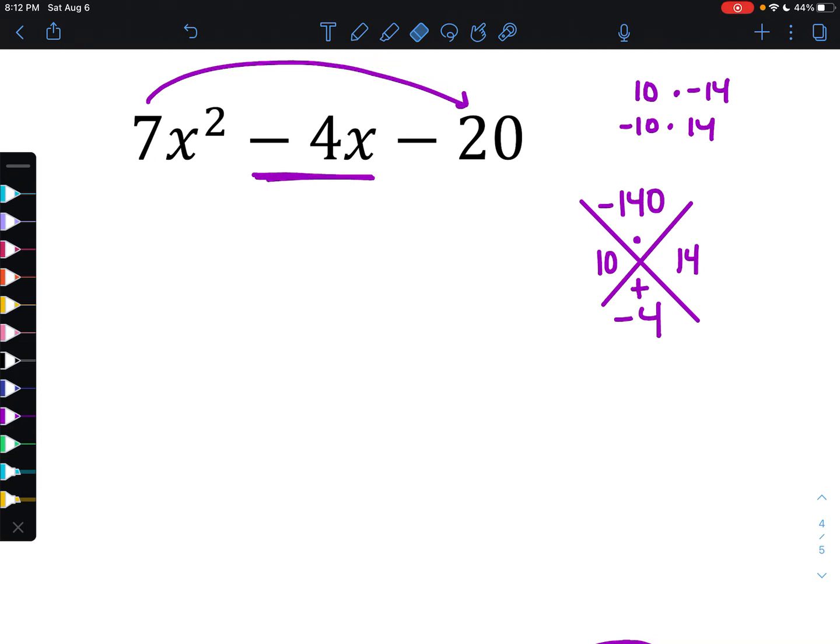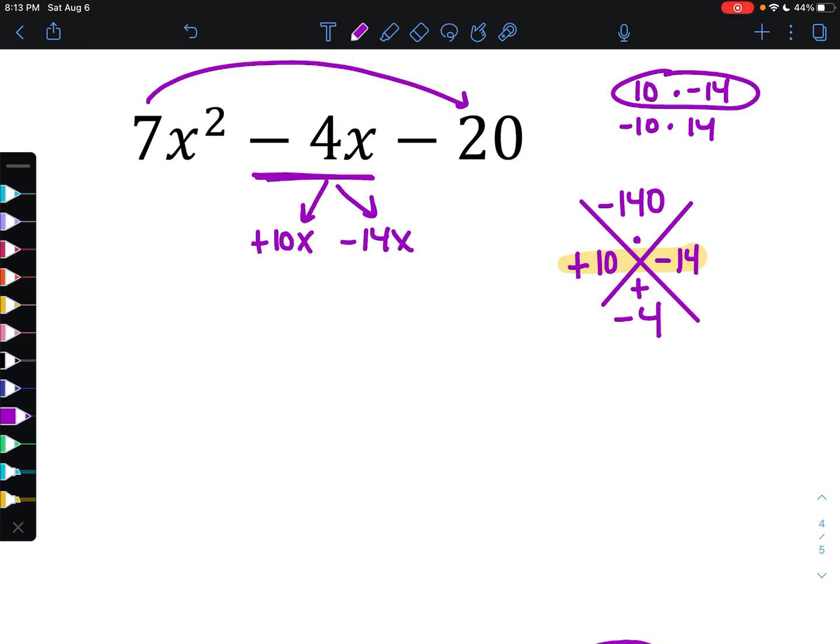So the 2 numbers that are going to get me a negative 4 would be this one. So this will be a positive 10, and this will be a negative 14. I highlight those because those are what I'm going to use to split apart this 4x. So I have a positive 10x and a negative 14x.